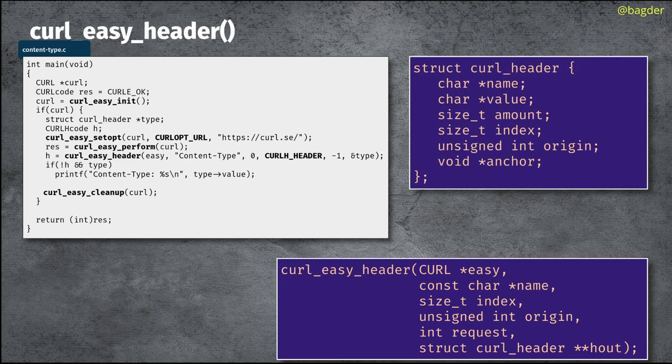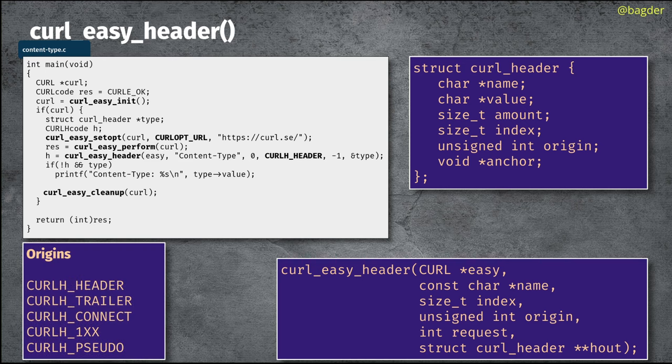The header data that comes back, you get a pointer to one of these curl_header structs. Name, value, how many headers exist of this header, how many in this origin, the index of this particular header that you just got, the origin where this header is from, and then there's a secret anchor that you are not to touch, because it's just a special thing that curl uses to know internal details.